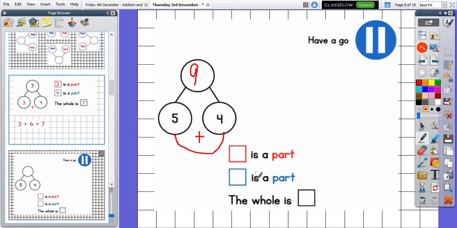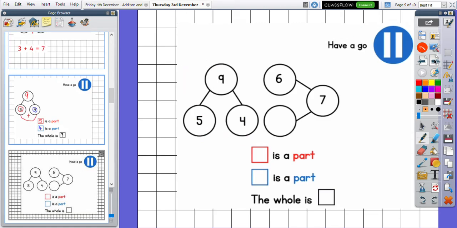So which one is my part? Any of these could be your part. I'm going to choose this one. 5 is going to be my red part. And then I'm going to choose my 4 for my blue part, and I'm going to put 4 in here. My whole number then is my 5 added to my 4, which will give me 9. So I'm going to put 9 in my box for the whole number. Fantastic. Okay, let's move on then.